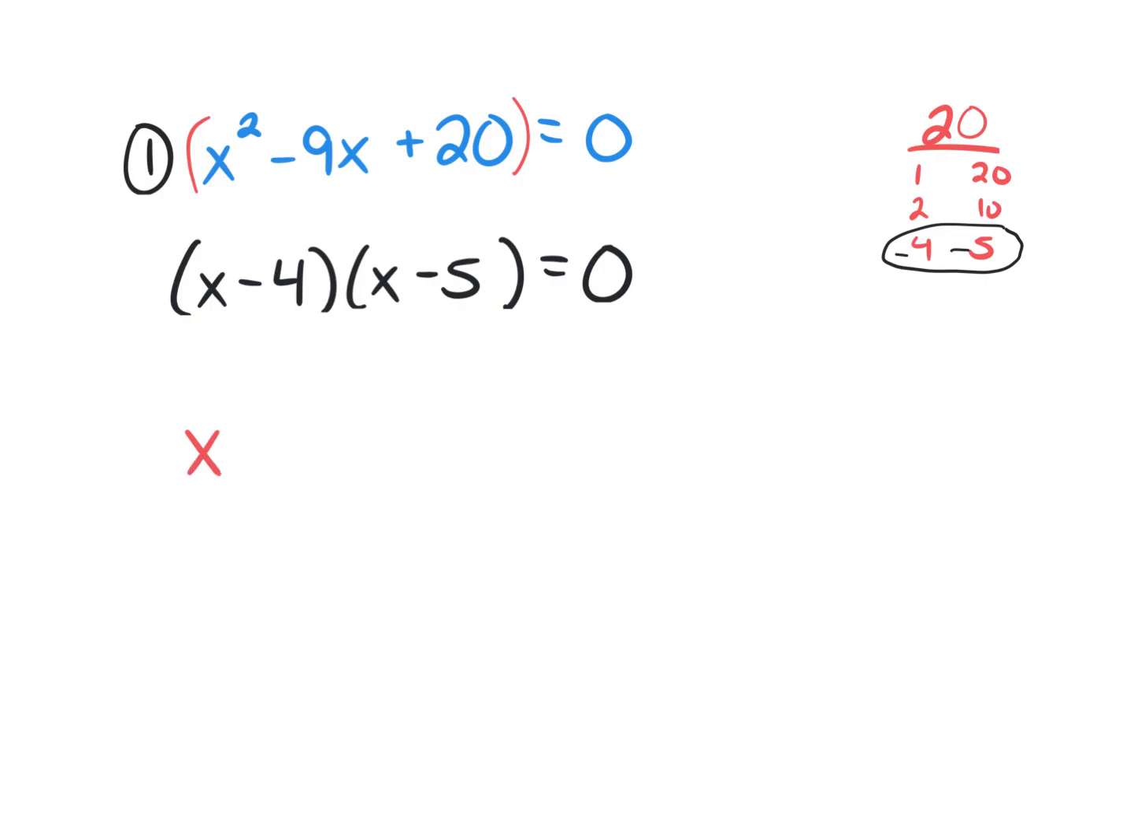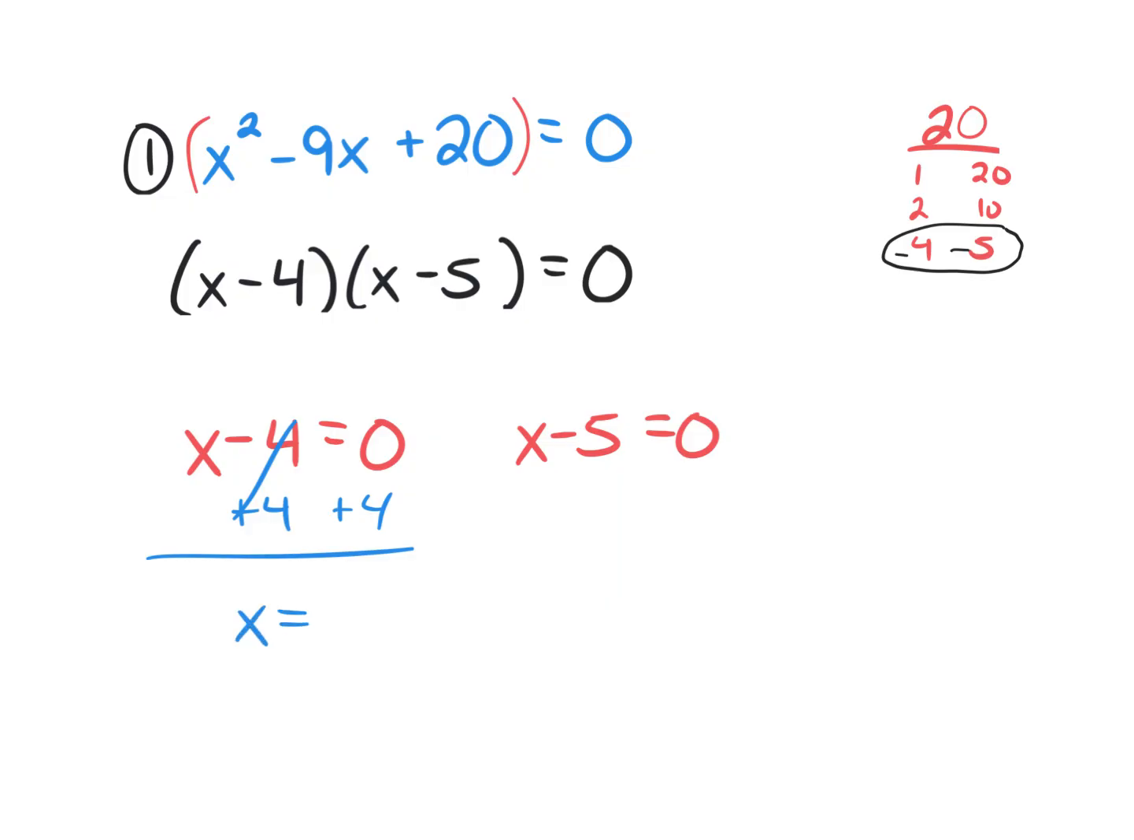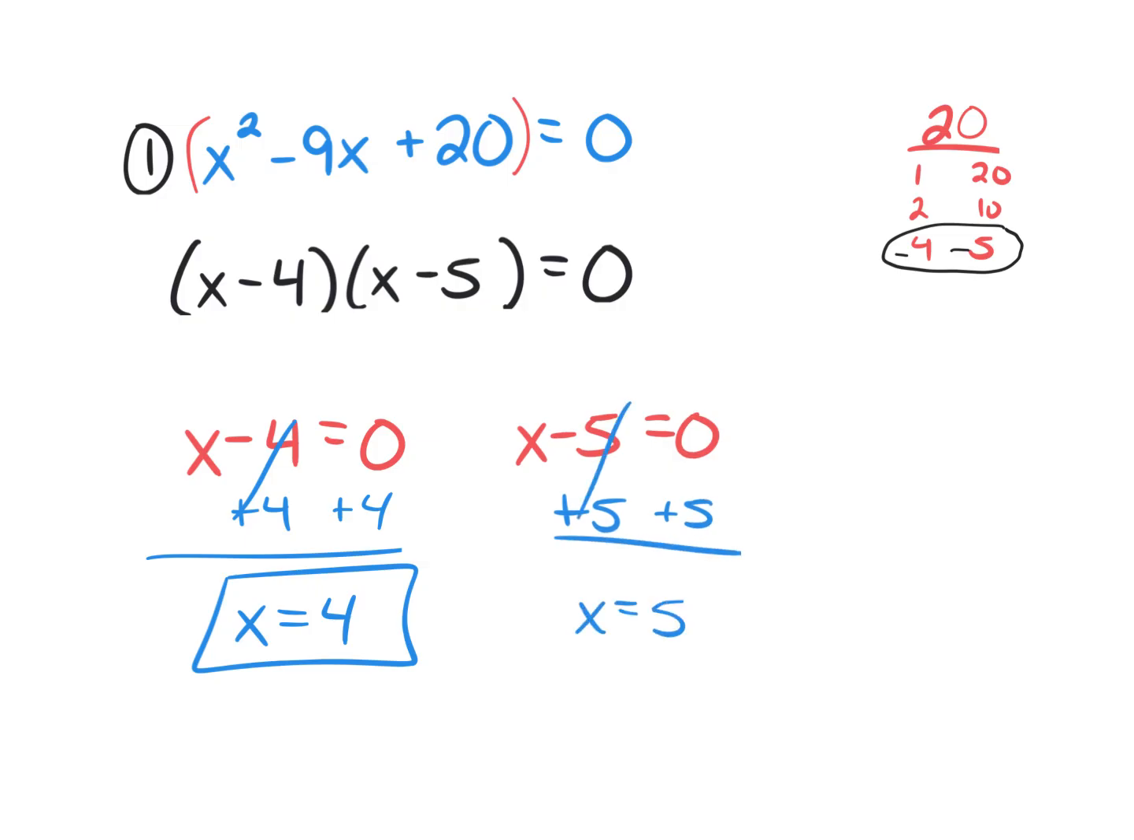Equals 0. Yep, x minus 4 equals 0. X minus 5 equals 0. How do I solve? Add 4. So I have x equals 4. Other side. Add 5. I get x equals 5. Awesome.